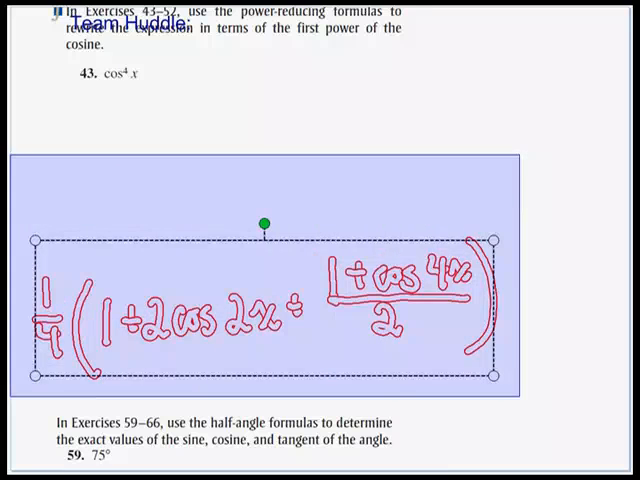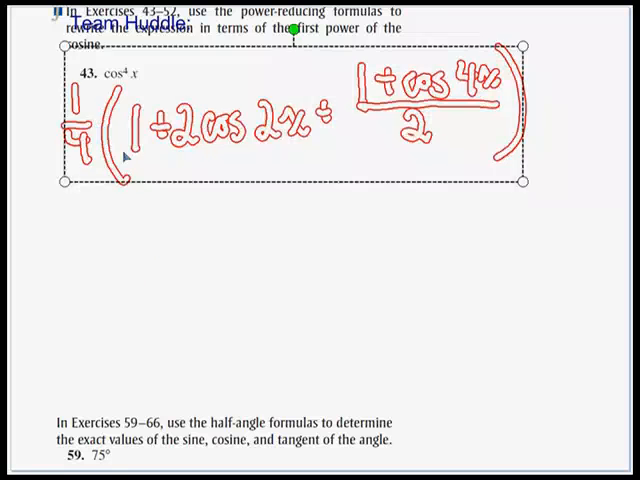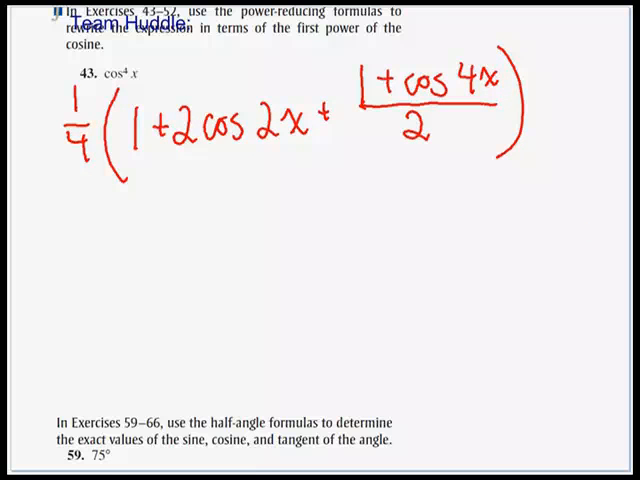And just like the very first example, I'm going to sort of multiply inside the parentheses by 2. I'm going to distribute a 2. And to balance that out, I'm going to do a 1/2 out front. So just like the sine example, we're going to have an 1/8 out front.